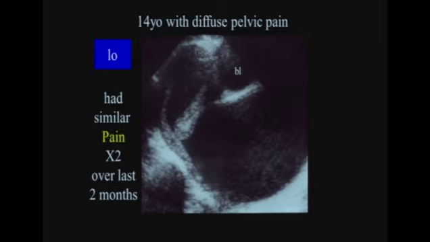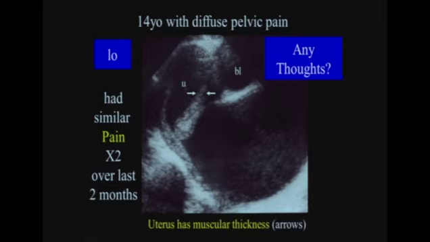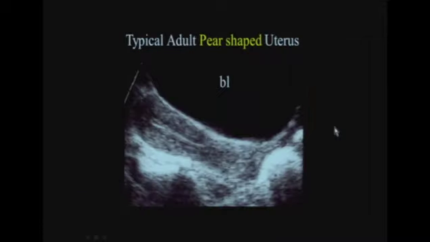So here's a 14-year-old with diffuse pelvic pain, who had similar pain the month before and the month before that. These are the images, a longitudinal midline image. Any thoughts? BL equals bladder. So arrows now point to the uterine wall, which is of normal thickness, but there's fluid within the uterus, and there's fluid with debris in the vagina that's very dilated.